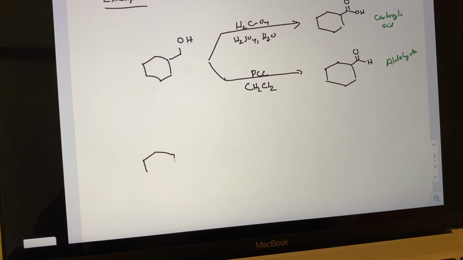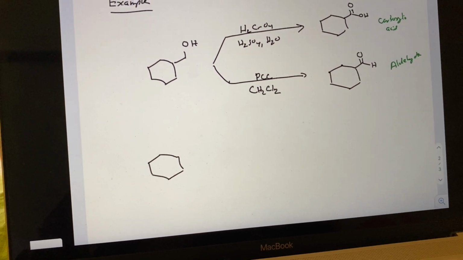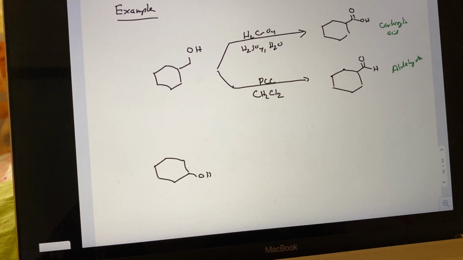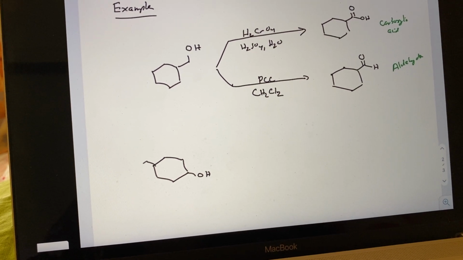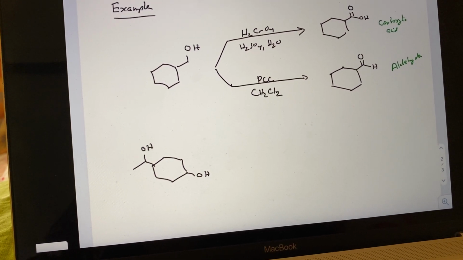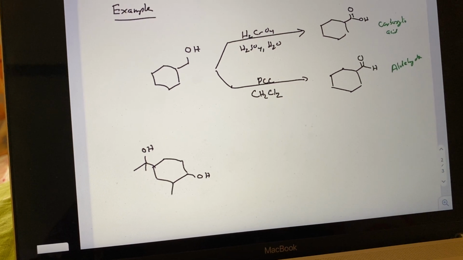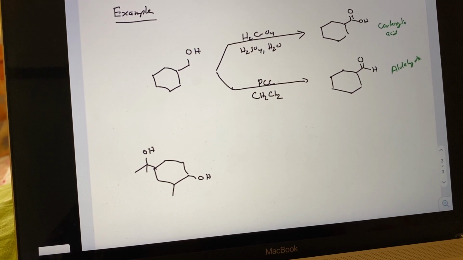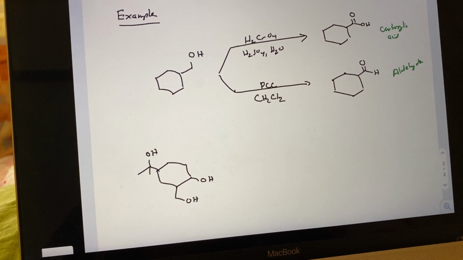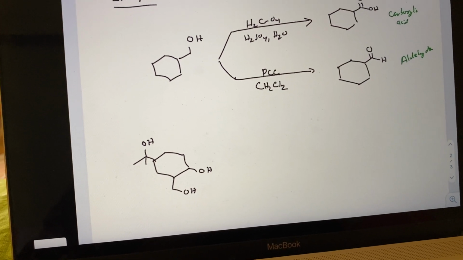Let's use a ring just to again make it look a little bit easier. How about let's decorate it with an alcohol here? How about an alcohol over here? And an alcohol down here. This is a bunch of random groups.